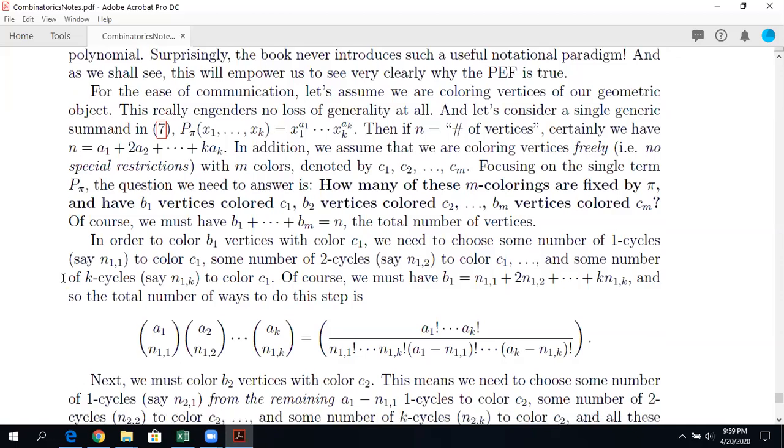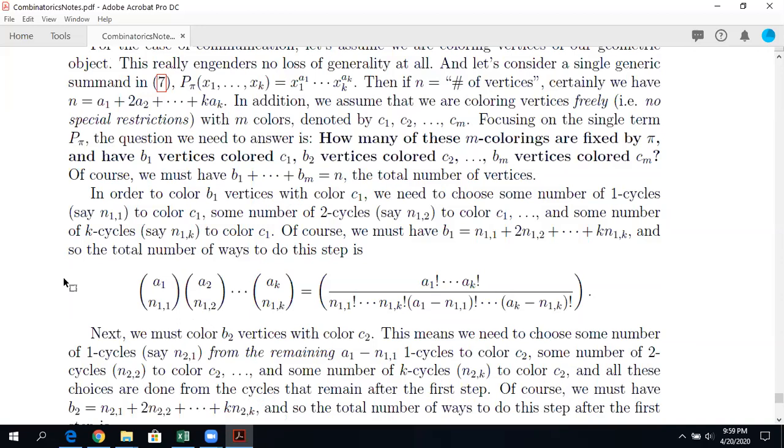So just focusing on that one term piece of pi from the cycle index polynomial corresponding to pi, this is the question we need to answer. The question is, how many of these M colorings are fixed by pi specifically, and have, because I'm interested in a pattern inventory when I'm talking about Polya enumeration, B1 vertices colored color C1, B2 vertices colored color C2, etc., BM vertices colored CM.